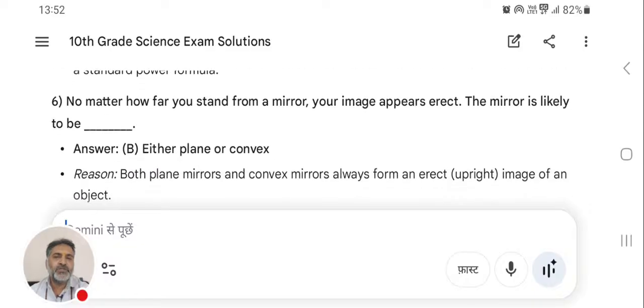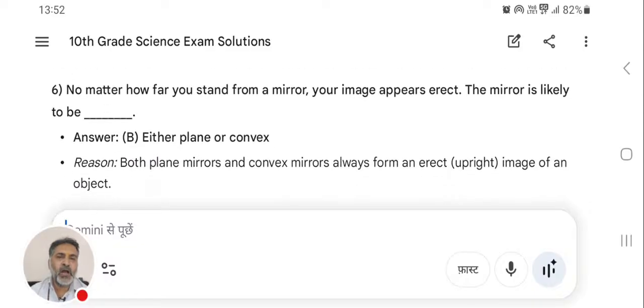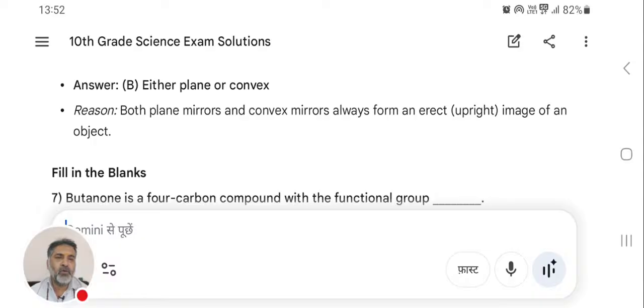Question number 6. No matter how far you stand from a mirror, your image appears erect. The mirror is likely to be answer B, either plane or convex, because both plane mirror and convex mirror always form an erect, upright image of an object.